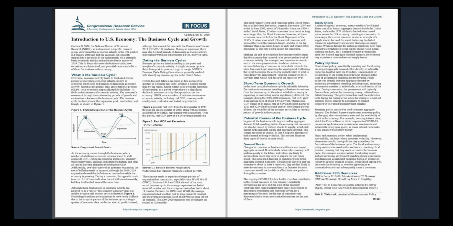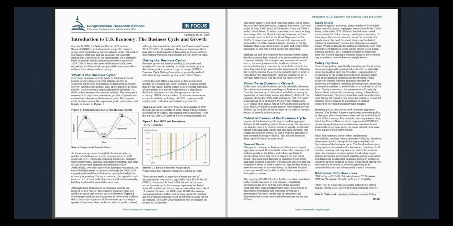This In Focus discusses the business cycle, how recessions are determined, and potential causes and effects of these fluctuations in the economy. What is the business cycle? Over time, economic activity tends to fluctuate between periods of increasing economic activity, known as economic expansions, and periods of decreasing economic activity, known as recessions. Real gross domestic product (GDP), total economic output adjusted for inflation, is the broadest measure of economic activity. The economy's movement through these alternating periods of growth and contraction is known as the business cycle.